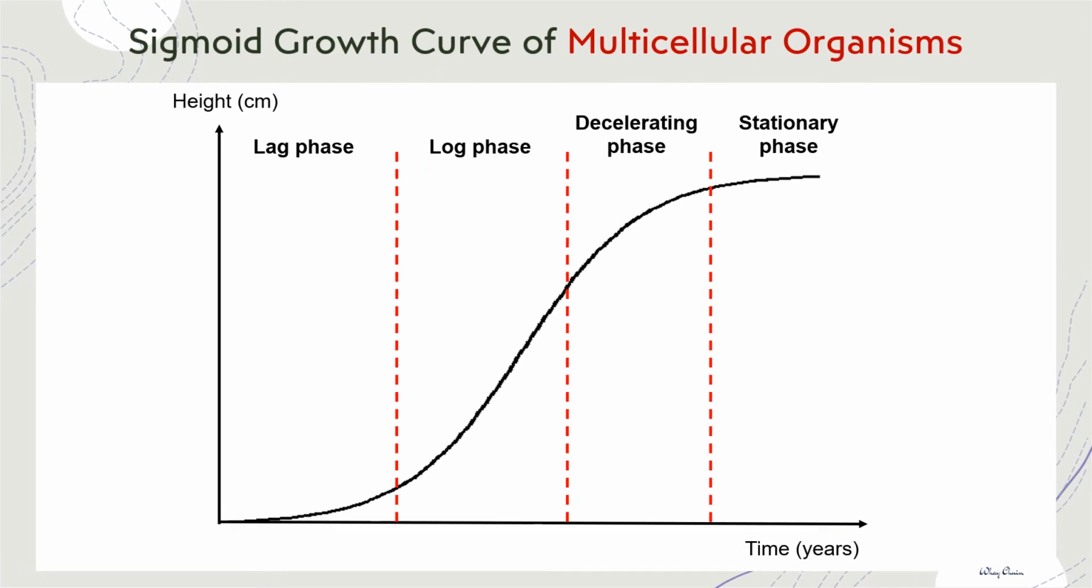Previously, we have studied about 4 phases of Sigmoid growth curve. Now, I would like to start with the explanation of each phase in the Sigmoid growth curve of multicellular organisms.